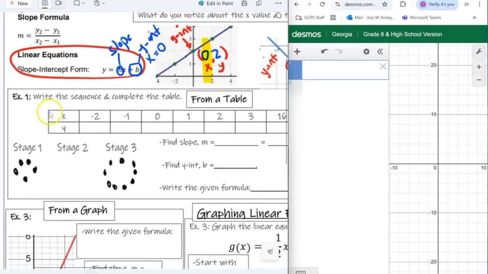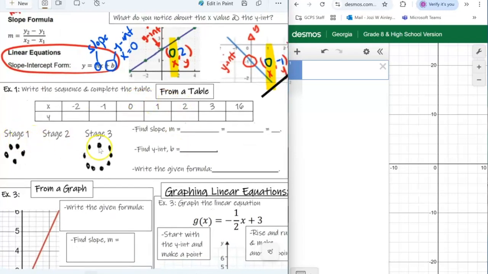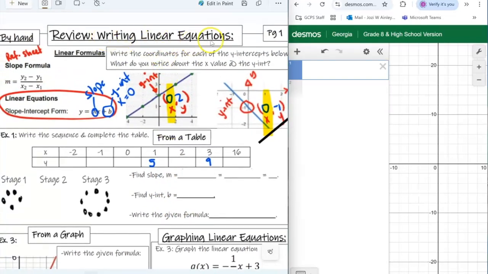All right, so example 1: write the sequence and complete the table. So I need to complete this table. Here is my sequence. Let me see what it is. So at stage 1, this is 1, 2, 3, 4, 5. This is 5 dots. Stage 2 is blank, so I don't have anything for 2. And then for stage 3, 1, 2, 3, 4, 5, 6, 7, 8, 9. This is 9 dots. So I filled in the table, and according to what I know, I need to find the slope, the y-intercept, and then essentially I need to write the linear equation.